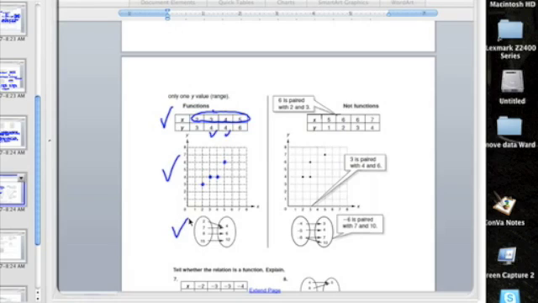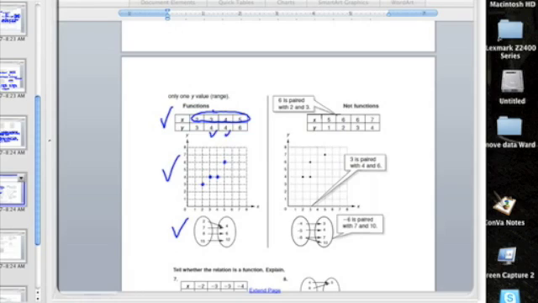Likewise, on this mapping, no repeats. The 2, the 7, the 8, and the 15 go to, each are all unique. Now, notice the 2 and the 7 both go to the 4, so that would mean the 4 would repeat in the range, but when we're thinking about functions, we only look at the domain.